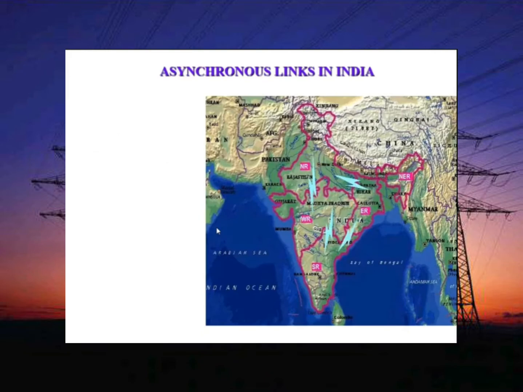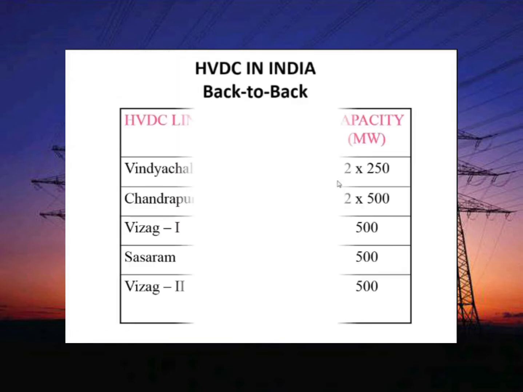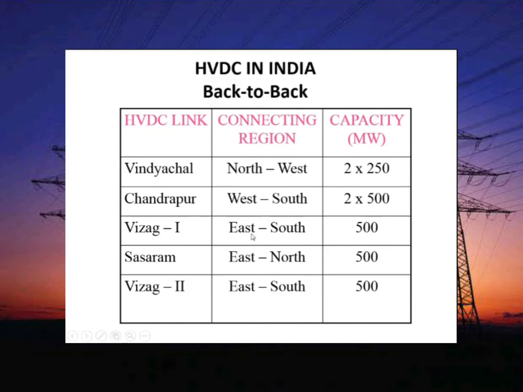Similarly, the asynchronous links in India: Vindhyachal, north to west, has a capacity of 250 megawatt. It is again bipolar. Chandrapur, west to south, 500 megawatt. VZ, east to south, 500 megawatt. Sasaram, east to north, 500 megawatt. And there is also back-to-back HVDC. VZ1 and VZ2 have 500 and 500 megawatt capacity.